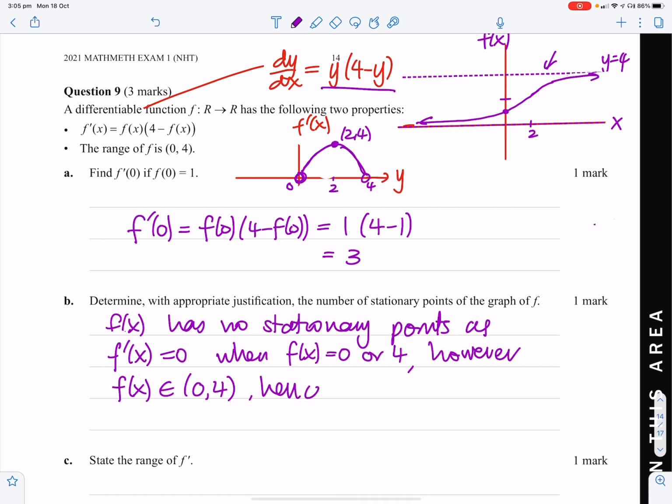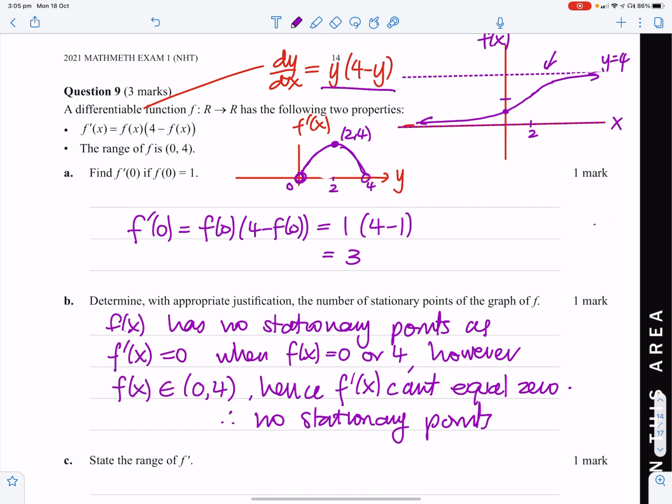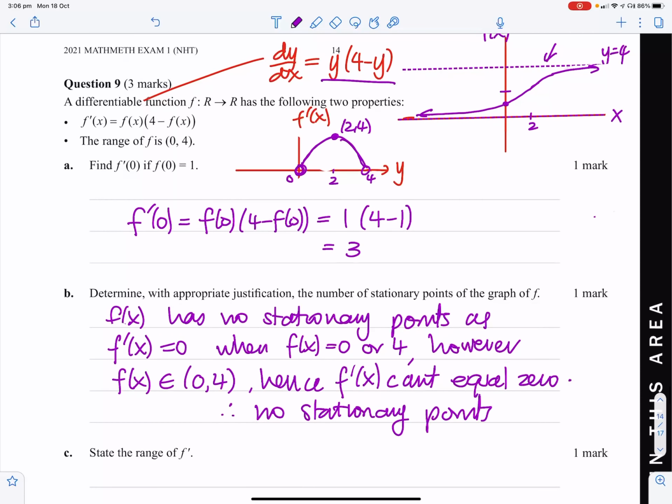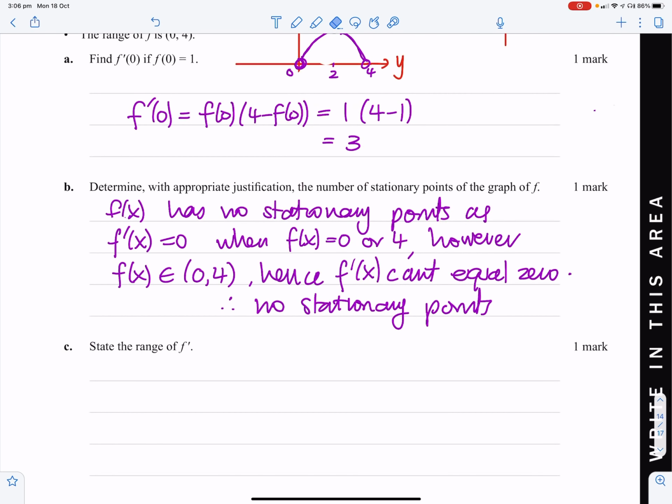Hence, f dash of x can't equal 0. Therefore, no stationary points. And that makes sense. If you look at our graph of f dash of x versus y, we know that it never actually equals 0.